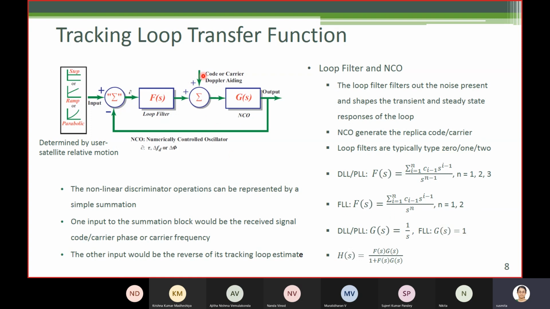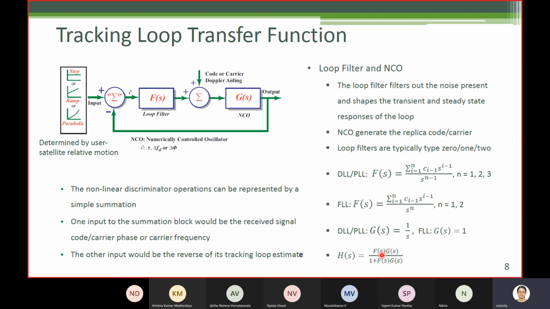So with this, if we ignore this summation block now, we can find the closed loop transfer function H of S, right? So this is the H of S, the closed loop transfer function. Now see, the loop has two objectives. Filter out noise to the extent possible. Also have satisfactory transient and steady state performance.